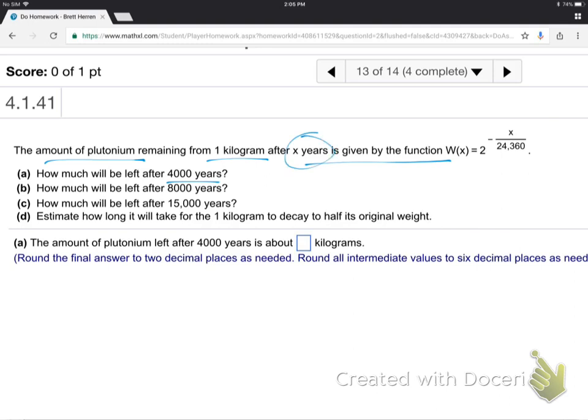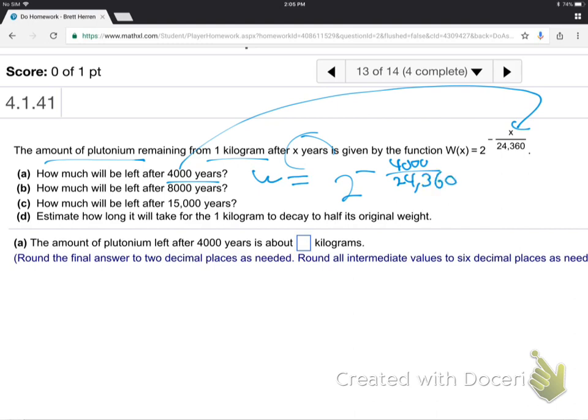So anyway, they ask how much will be left after 4,000 years? So X is the years, right? So just plug in, X is 4,000. Just take 4,000 and put it right there. So W equals 2 to the negative 4,000 over 24,360. That's all I do, plug in X is 4,000. And then parts B and C are the same kind of thing.